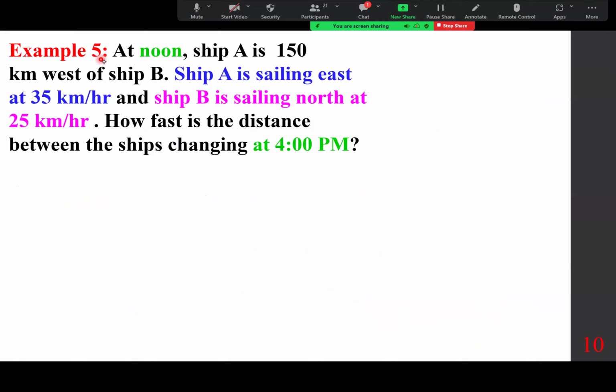Example 5. At noon, ship A is 150 kilometers west of ship B. Ship A is sailing east at 35 kilometers per hour, and ship B is sailing north at 25 kilometers per hour. How fast is the distance between the ships changing at 4 p.m.? Definitely, we need to do the drawing to have a better understanding as to what's going on.